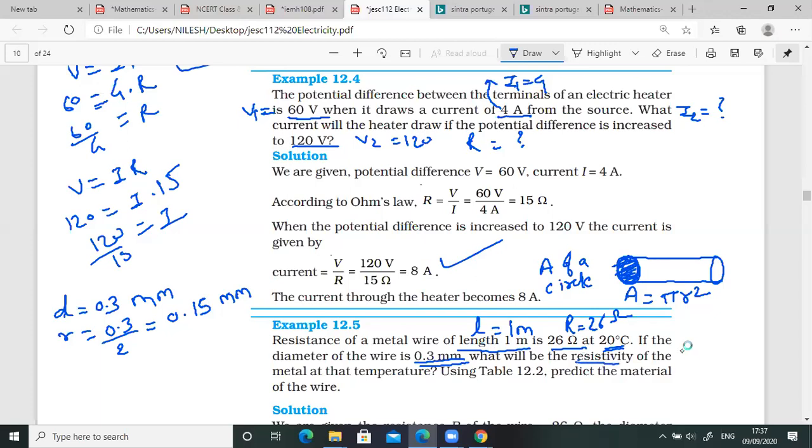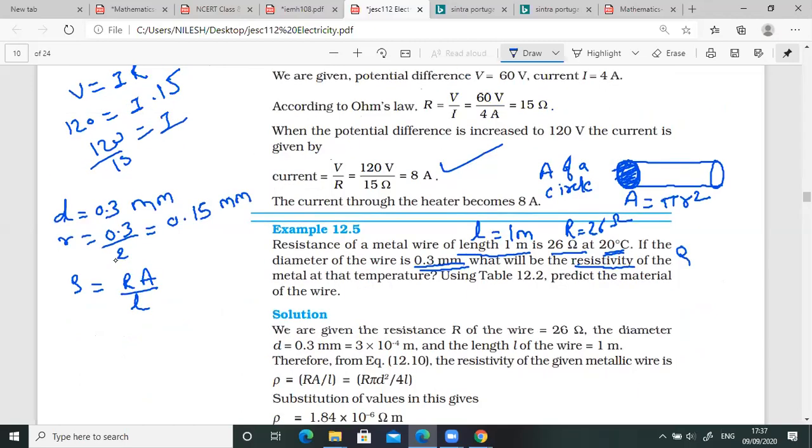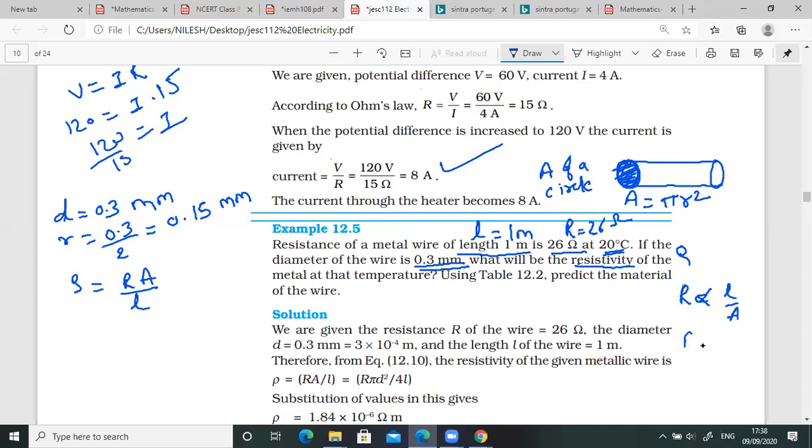What will be the resistivity? Rho. What is rho equal to? RA upon L. Children, are you understanding? R was proportional to L upon A. So R became equal to rho L upon A. So RA upon L was rho. Do you remember this?